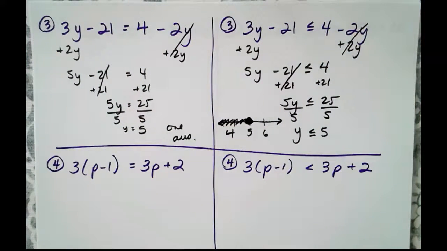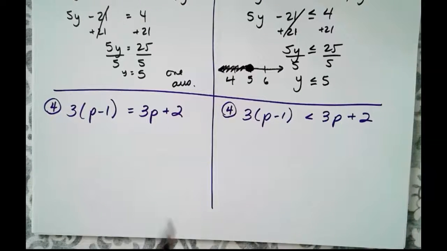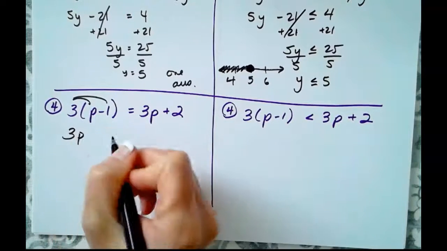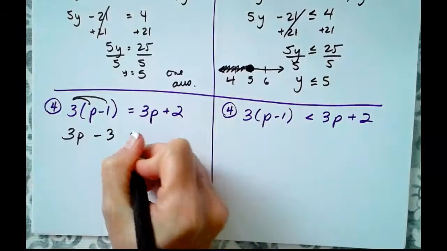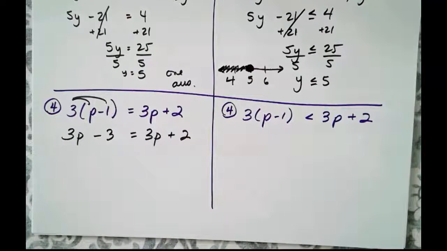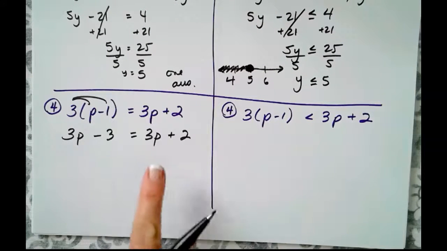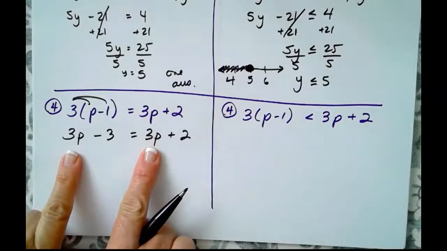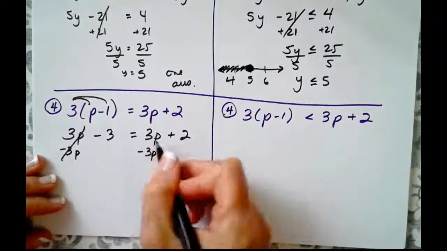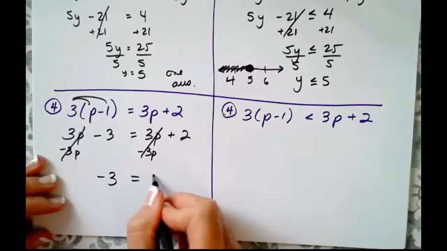Let's move quickly. Number 4, we need to use the distributive property first when solving this equation, and we get 3p minus 3 equals 3p plus 2. Now, I hope that this is ringing a bell in your mind, because what's happening here in number 4 is a special situation. We have 3p on both sides. So what if we subtracted 3p from both sides? We end up with negative 3 equals 2.